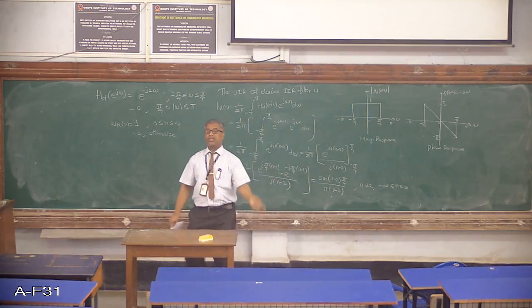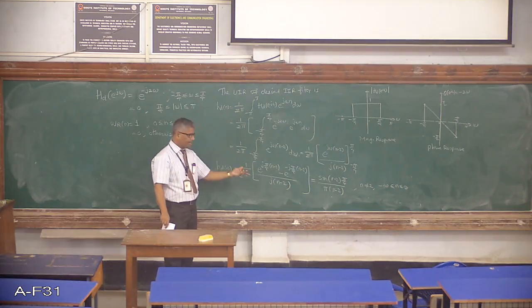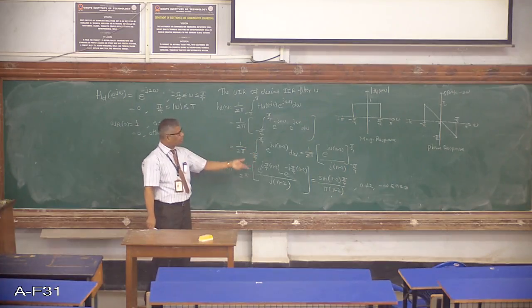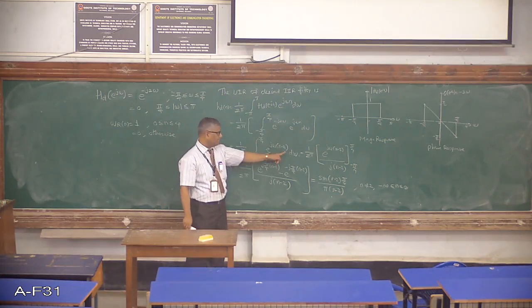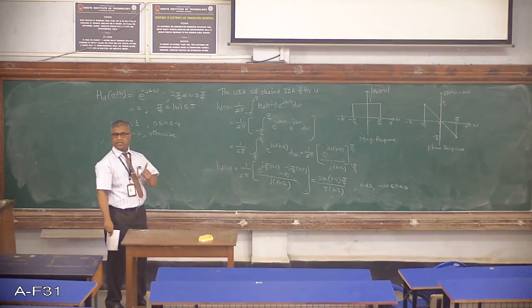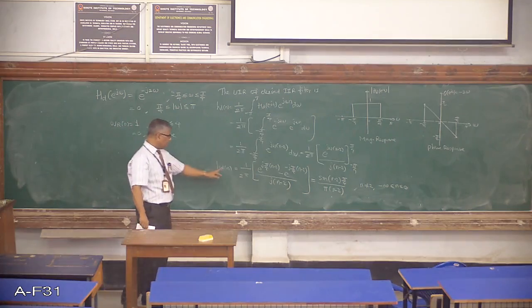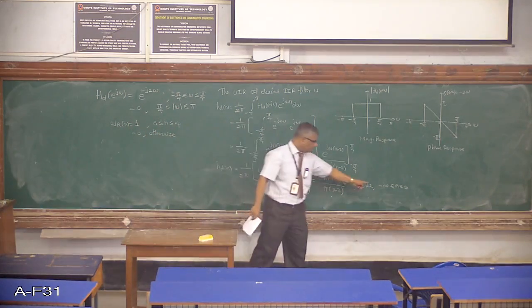So at n equal to 2, the value of hd of 2 we can evaluate using L'Hospital's rule, or directly you can substitute n equal to 2 in this equation. This integral can be evaluated, and you will get the answer. So this care has to be taken. So this is the impulse response of the IIR filter, which is of infinite duration.